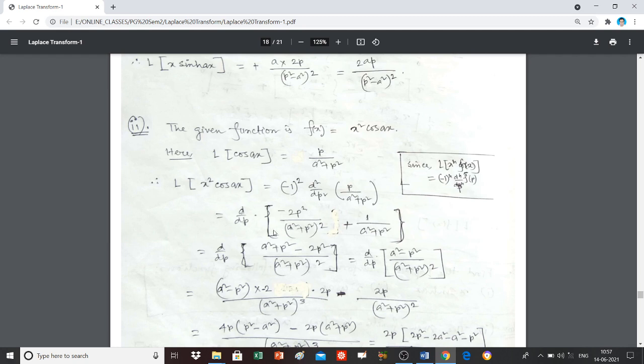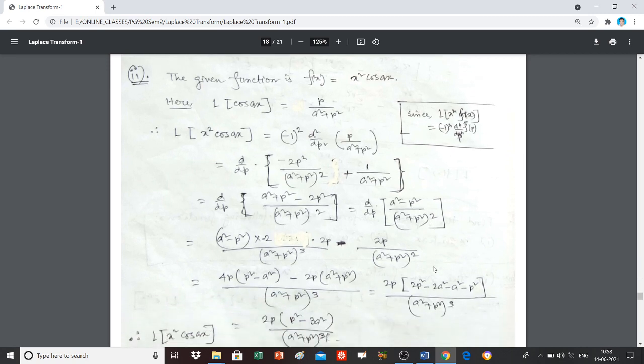So finally we have d/dp of, just simplify this. (a² + p²)² will be the denominator, and here a² + p² should be multiplied by this. So after simplification, this one should be multiplied by another (a² + p²), and then minus 2p², all over (a² + p²)², that is equal to d/dp of (a² − p²)/(a² + p²)².